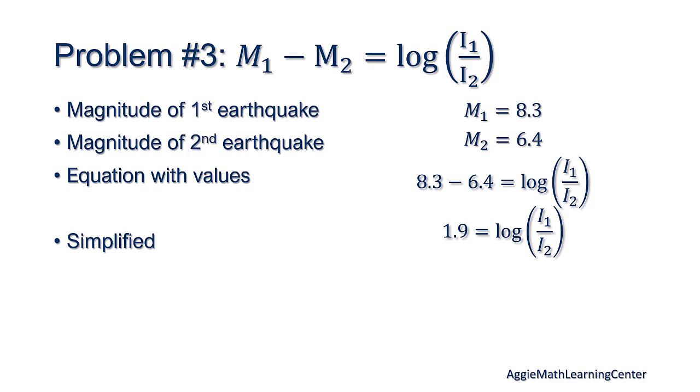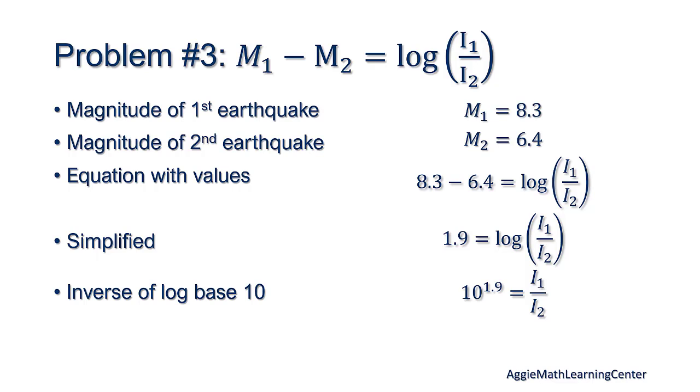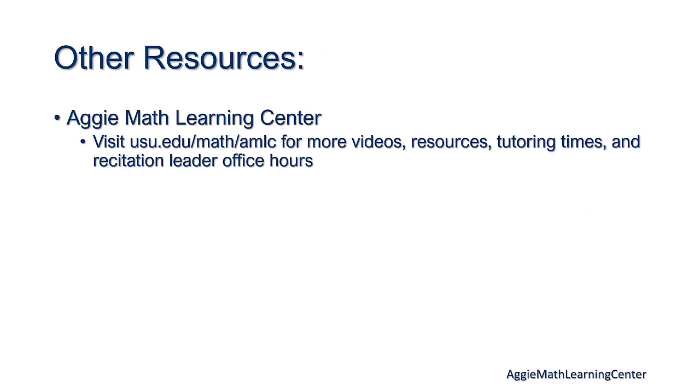First, we need to subtract 6.4 from 8.3 to get us 1.9. We can then do the inverse operation of log base 10 to remove the log from the function, which will leave us with 10 to the 1.9 equals I sub 1 divided by I sub 2. 10 to the 1.9 is equivalent to 79.43, so we can say that the ratio of the earthquakes' intensities is 79.43.